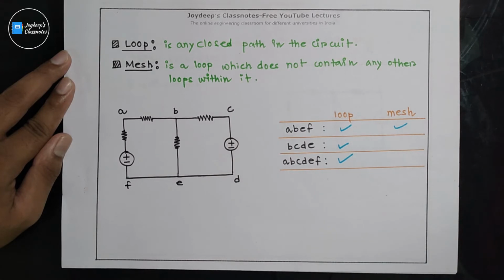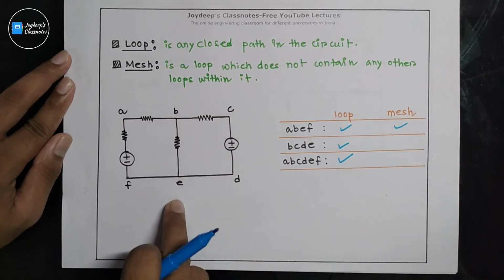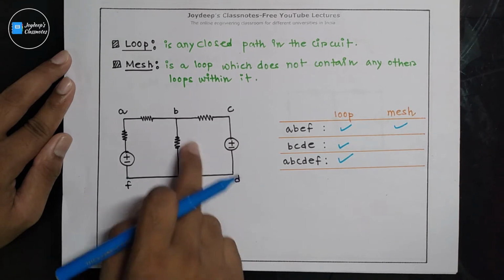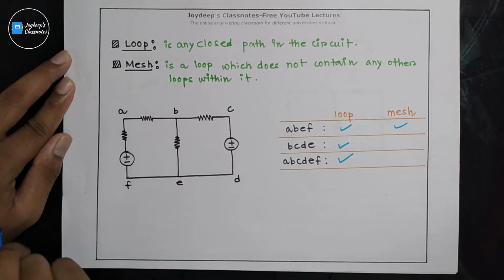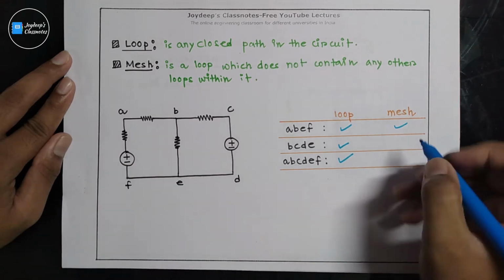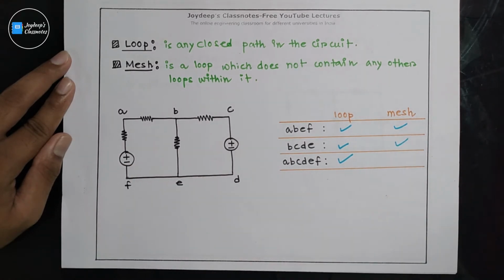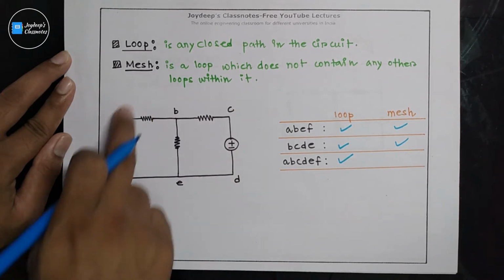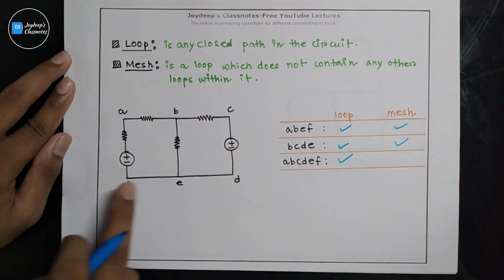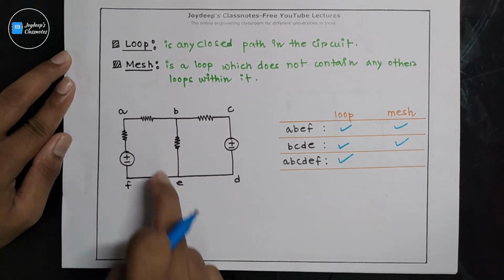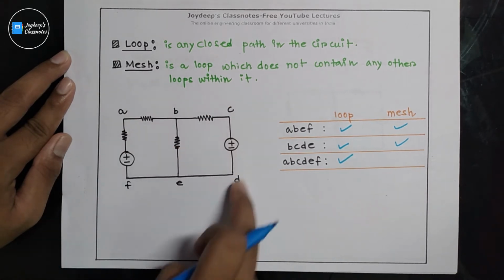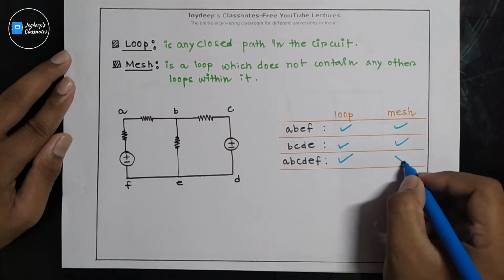Now what about this loop B, C, D, E? This is a loop as we have already discussed, and it doesn't contain any other loops within it, so this is also a mesh. Now what about this outer loop A, B, C, D, E, F? In this loop we have the inner loops, so this outer loop is not a mesh. Got it?